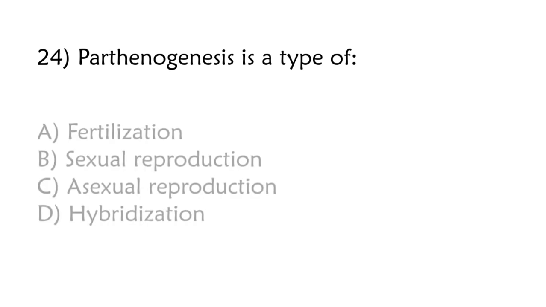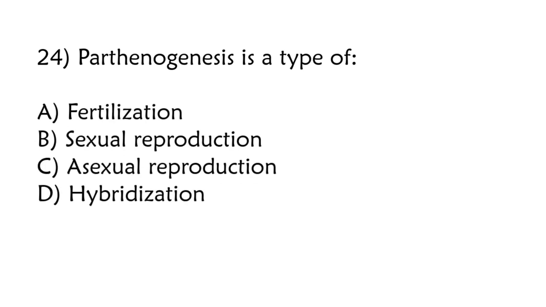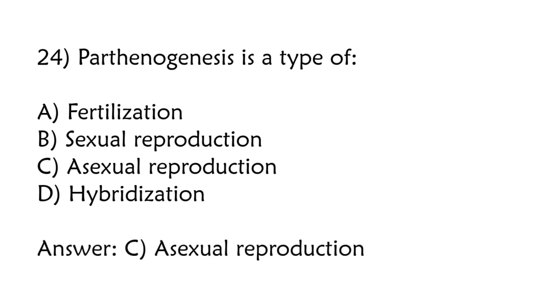Parthenogenesis is a type of fertilization, sexual reproduction, asexual reproduction, hybridization. Correct answer is option C, asexual reproduction.